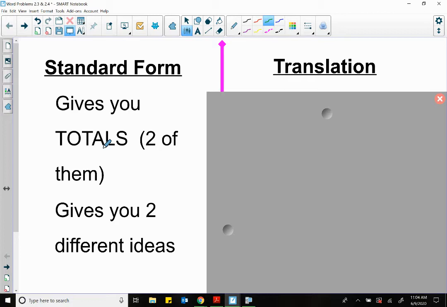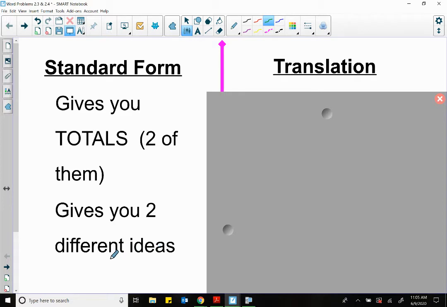That's a total, 11. I have a total of 11 coins in there. So when you have standard form, that means in your problem, you have two numbers that are generally totals. And it's also going to give you two ideas or objects. Like, for instance, in that first example, I said I bought a refrigerator and a blender. That's what I mean by it gives you two different ideas or objects. Refrigerator is one object, blender is another.